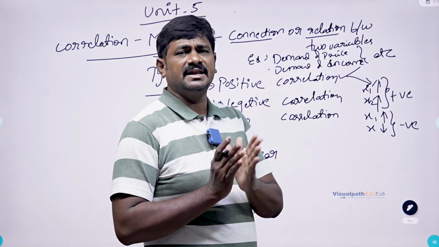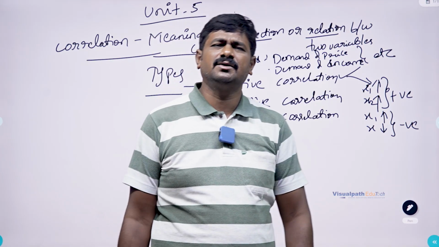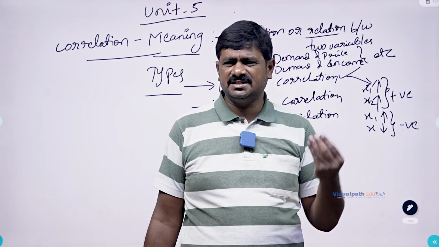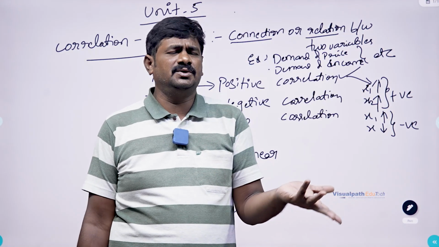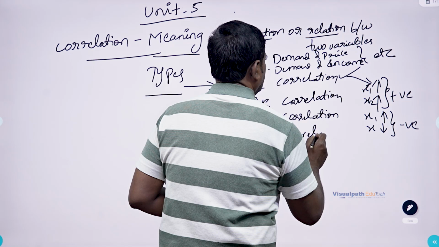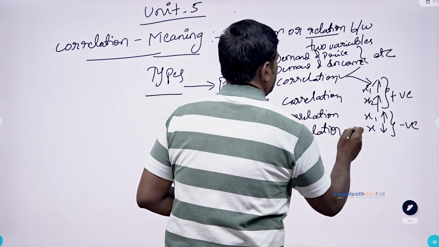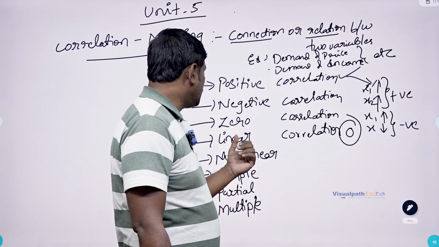Zero correlation means there is no relationship between any two variables. That is no correlation. We need not discuss this in detail. Why? Because if there is no relation, there is no correlation either. So that is zero correlation. Sometimes we may use this term, but no relationship means zero relationship, which is nothing but zero correlation. And next one is linear correlation.